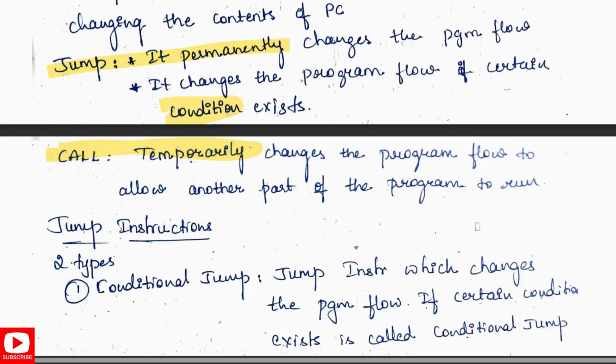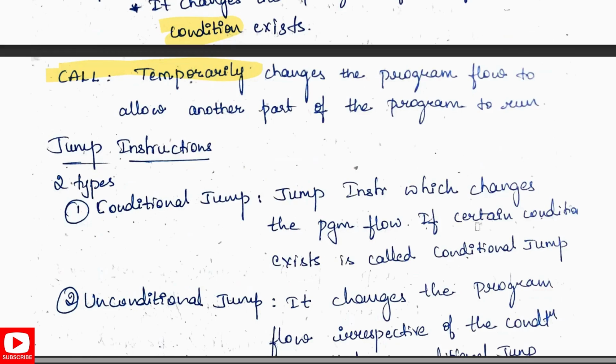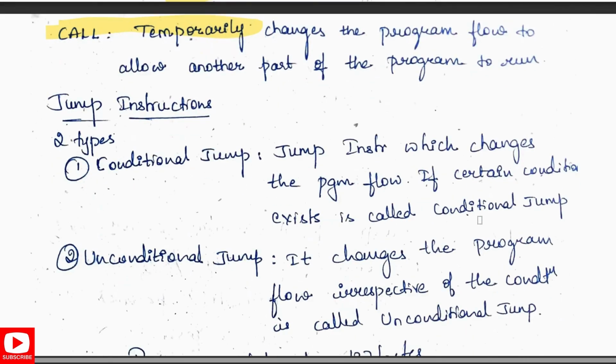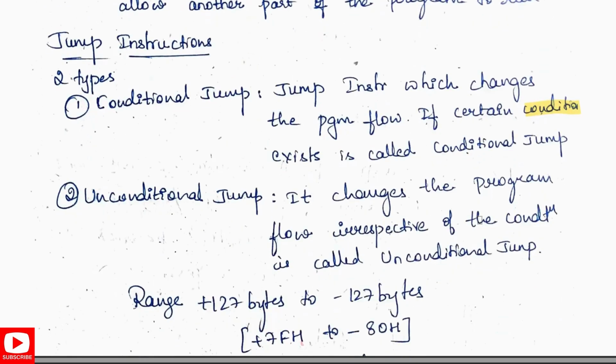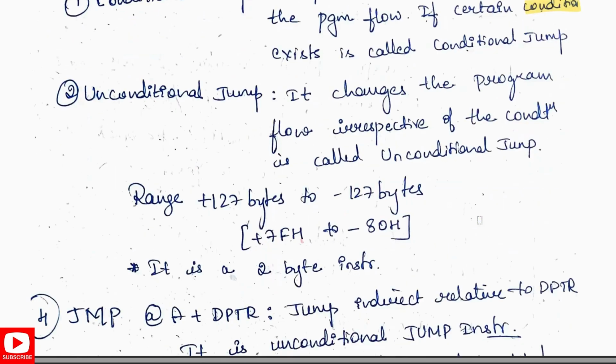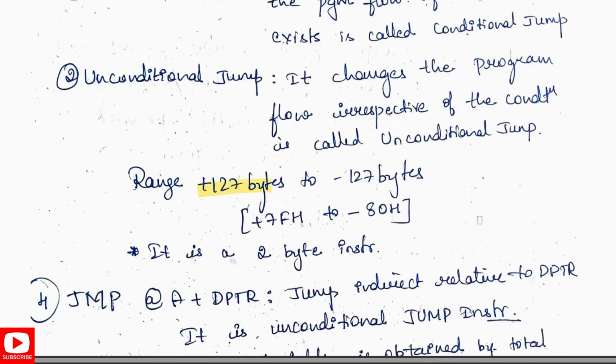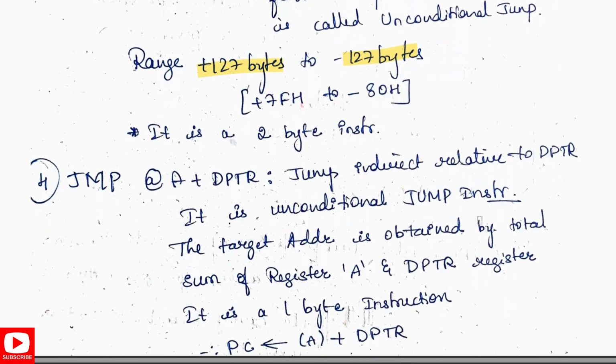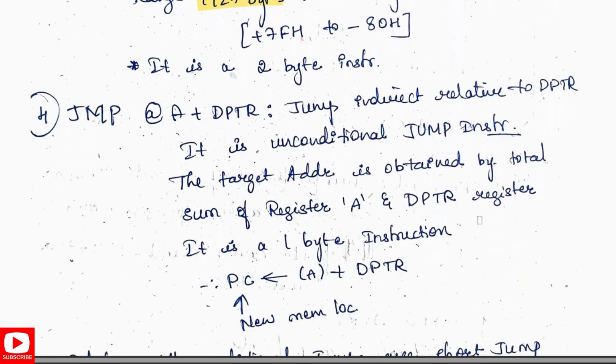So jump is of two types. One is conditional jump, another is unconditional jump. Conditional means it will jump and change the program flow only if a certain condition exists. Unconditional means it changes the program flow irrespective of the condition. Condition there or not, it will change. So this range is from plus 127 bytes to minus 127 bytes. It is a 2-byte instruction. Then what?